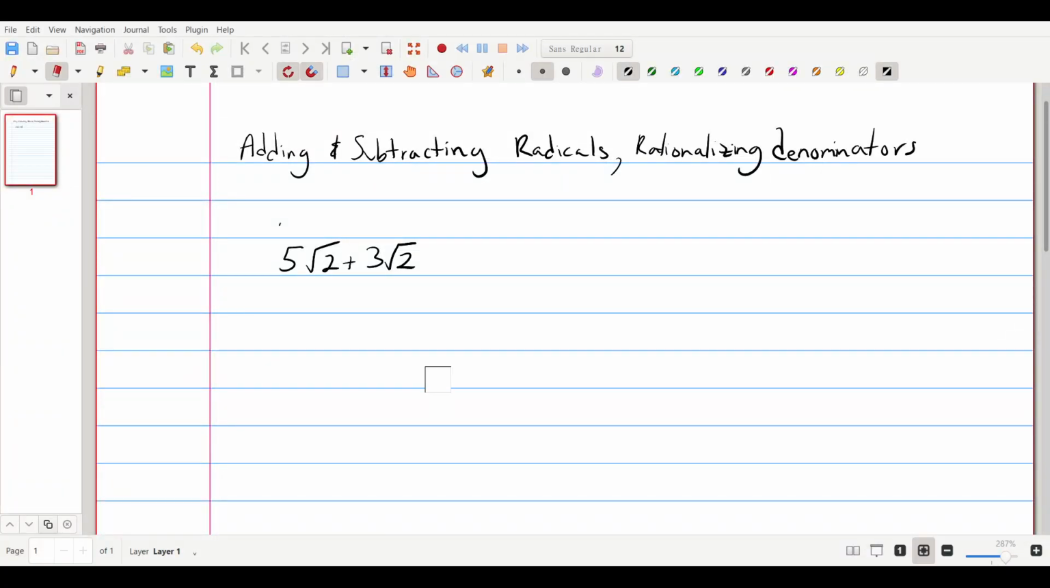What up, math magicians? So today we're going to be looking at adding and subtracting radicals and rationalizing denominators. As an example, assume we wanted to add these two values together: 5 square root of 2 plus 3 square root of 2. How do we do it?